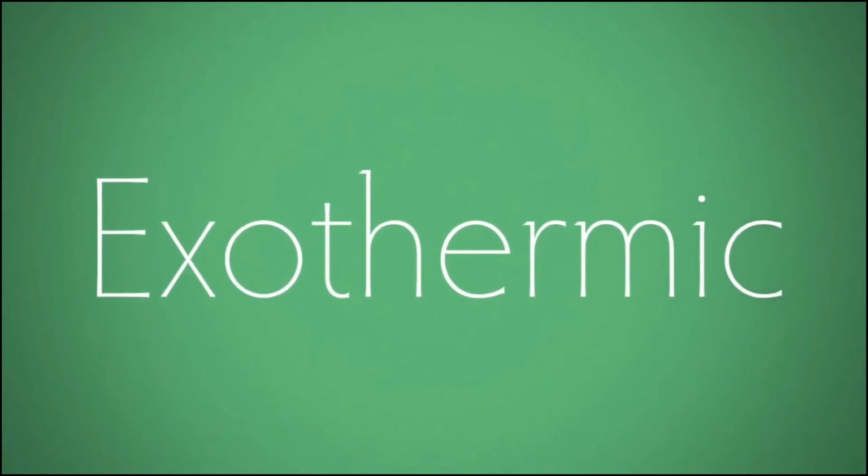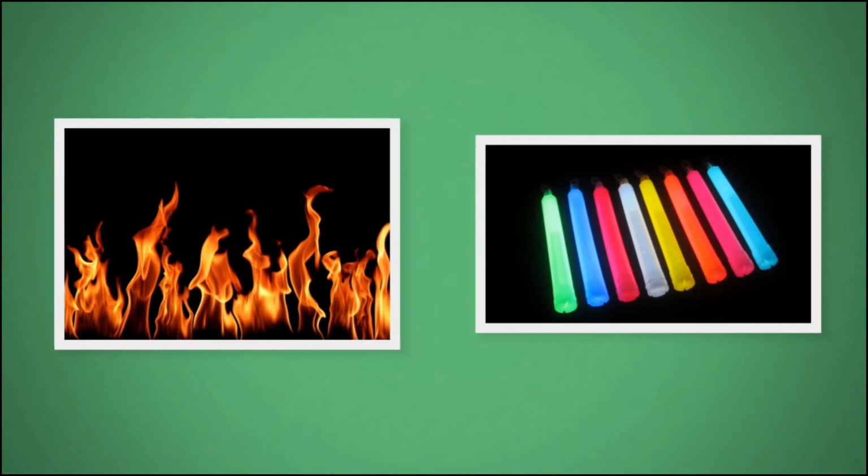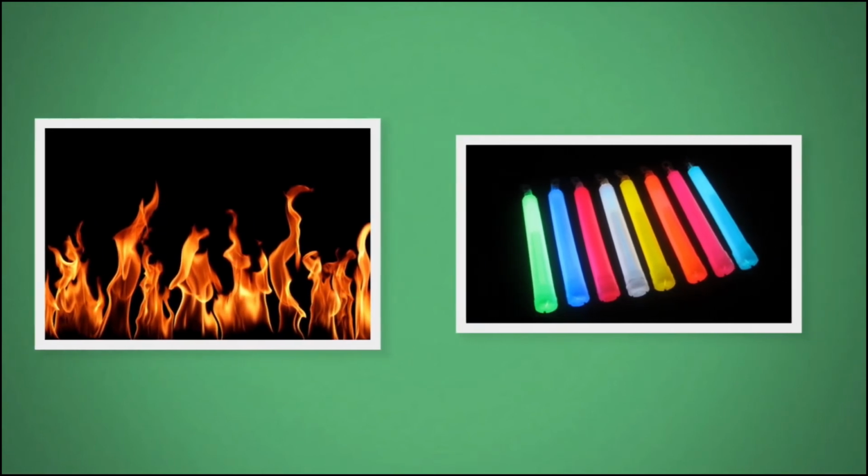Let's now look at two different types of chemical reactions. All chemical reactions involve some sort of a change in energy. The first type of reactions we're going to talk about are called exothermic reactions. Reactions that are exothermic will give off heat, light, or energy.